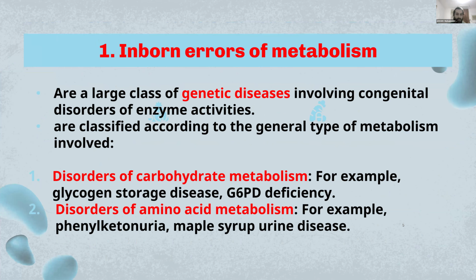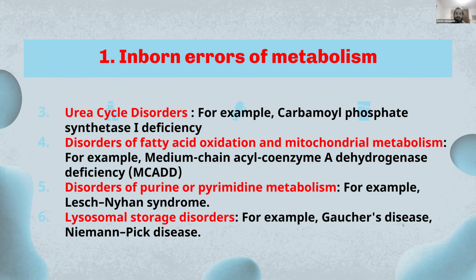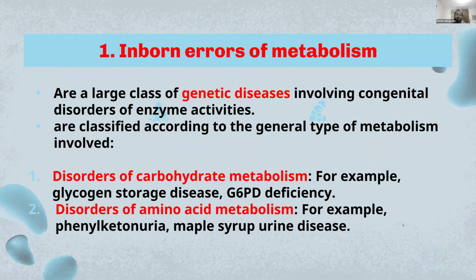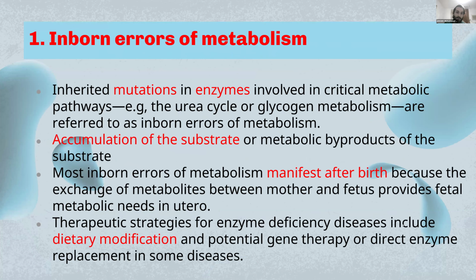Here are the diseases, whether in carbohydrate metabolism, amino acid metabolism, urea cycle, fatty acid oxidation, or purine. These are all examples of diseases where you have a gene mutation in the enzyme. But you'll get into them later on, and each disease has specific features and characteristics. Going back to what I was saying here, these inborn errors of metabolism usually present immediately after birth. So the child is born, and within a couple of weeks or months, you see the manifestation of the disease.